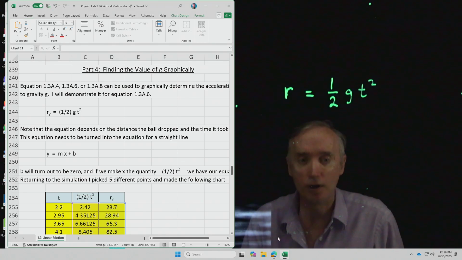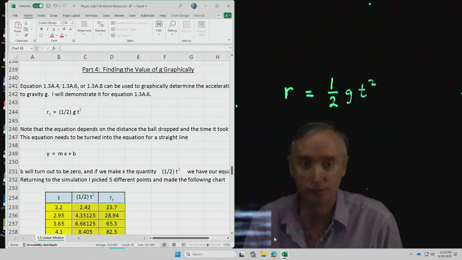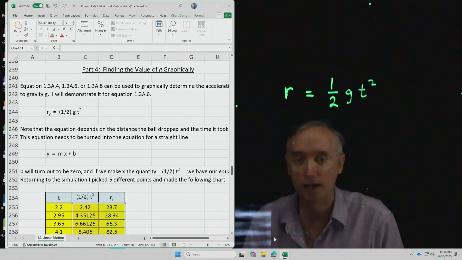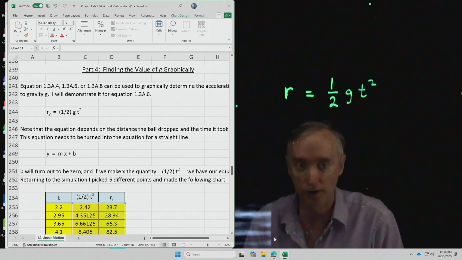Now, I don't want you to use the graphs that are provided for you by the simulation. I want you to actually plot points on Microsoft Excel and then make a graph and then find the slope of the graph and then use that to figure out the acceleration due to gravity.